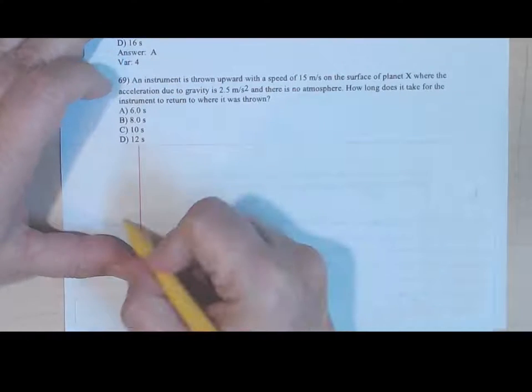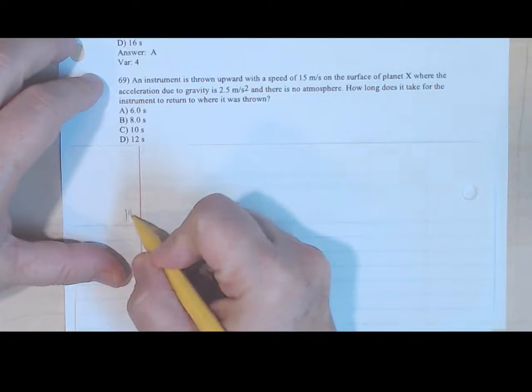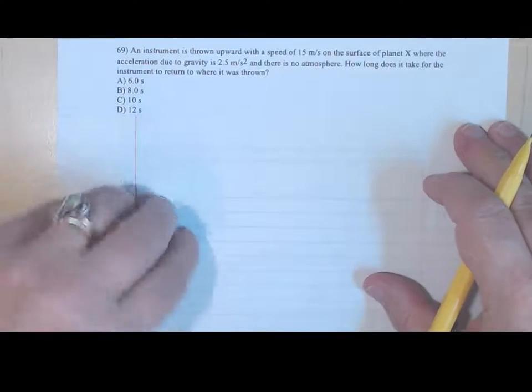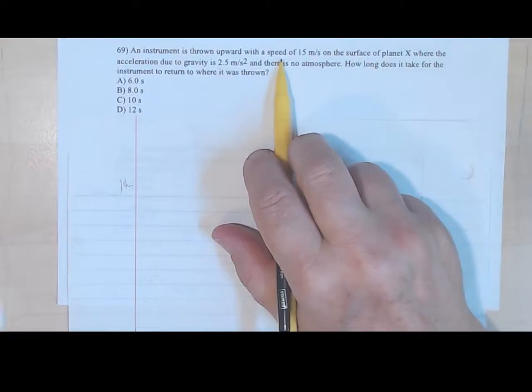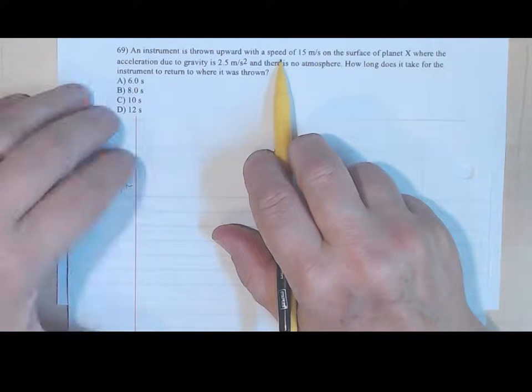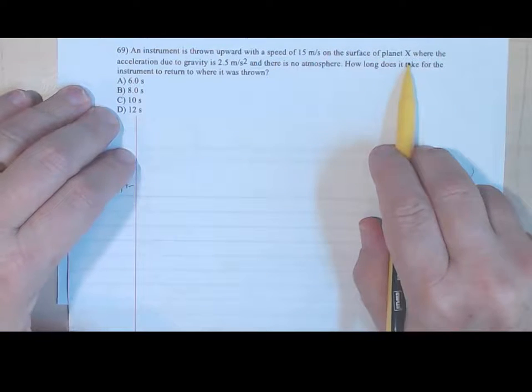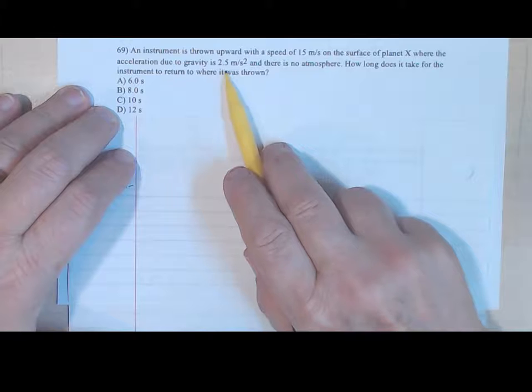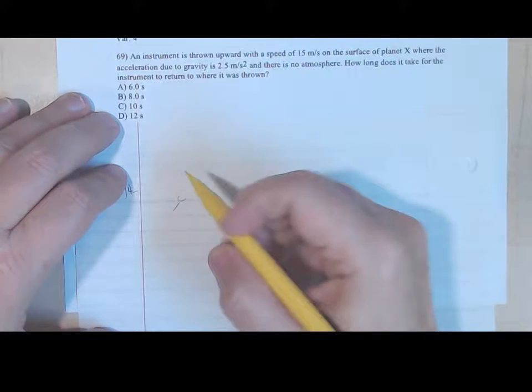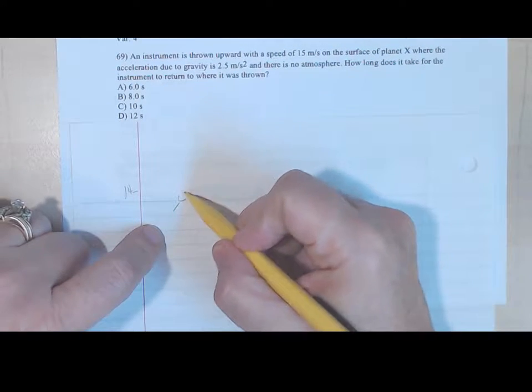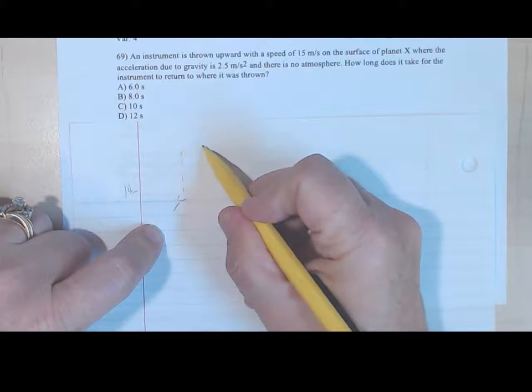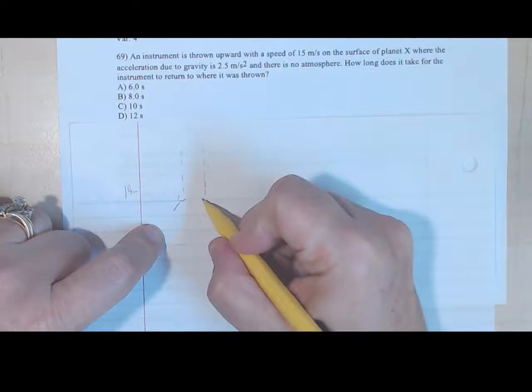Okay, we are on to problem number 14. All right, an instrument is thrown upward with a speed of 15 meters per second on the surface of planet X, where the acceleration due to gravity is 2.5 and there is no atmosphere. How long does it take for the instrument to return to where it was thrown? Okay, so here's my wrench. I'm throwing it up, and then it's coming right back down again.